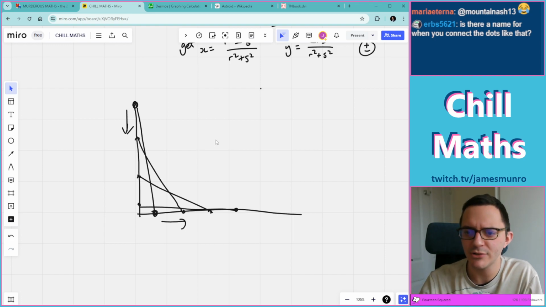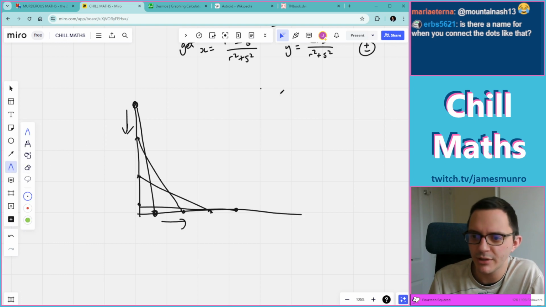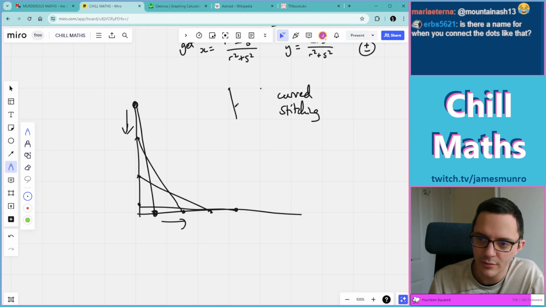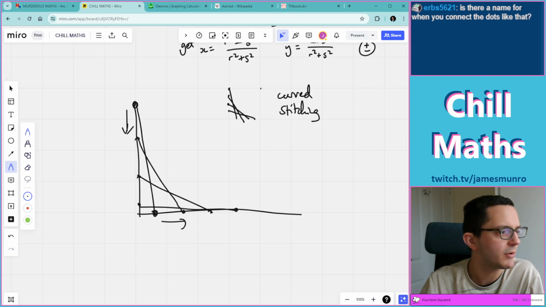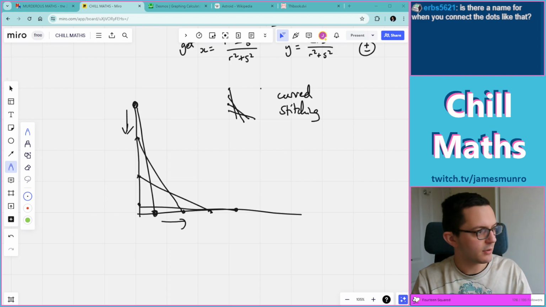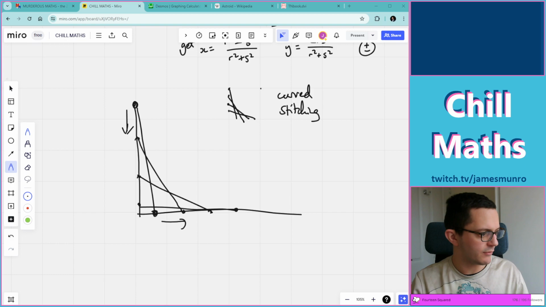Is there a name for the connect the dots thing? I'm not sure. I've seen it called curved stitching, because I've seen it as a kind of needlework exercise on Vicky Neal's page. We'll quickly pull it up and see if we can get the pictures. There's the curved stitching.